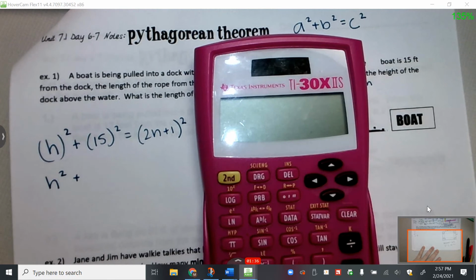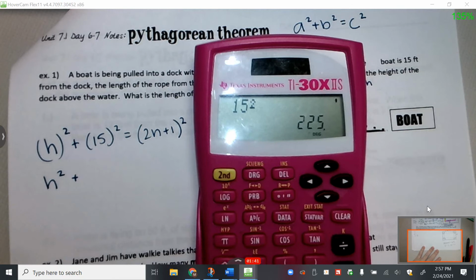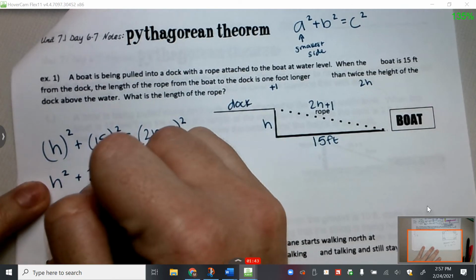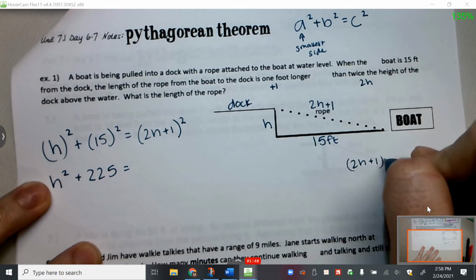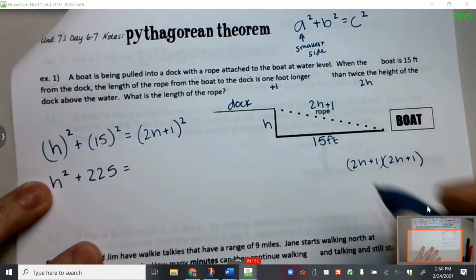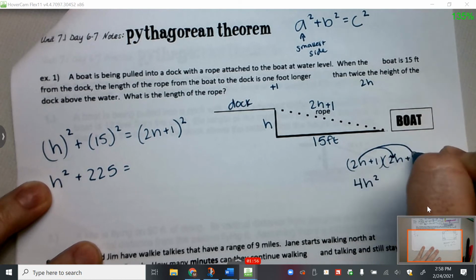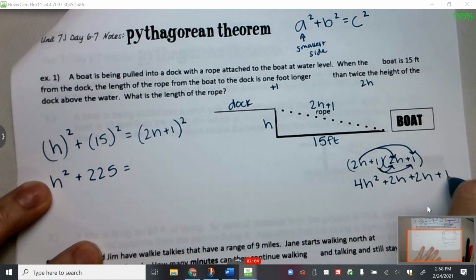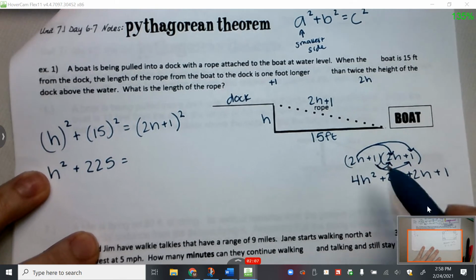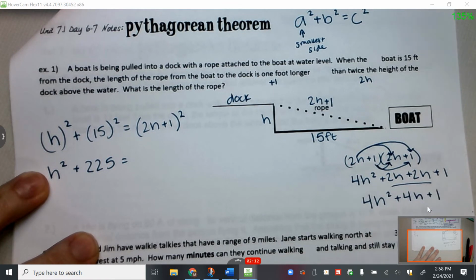If you type it in your calculator, 15 squared is 225. And I'm going to bring this over here and double distribute. So 2h times 2h is 4h squared. 2h times 1 is positive 2h. 1 times 2h is 2h. And 1 times 1 is 1. Be careful, I've gotten a lot of people adding right here. Okay, these are like terms, so I get 4h squared plus 4h plus 1.